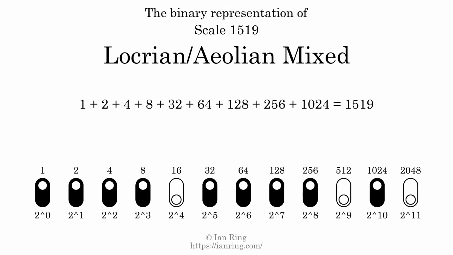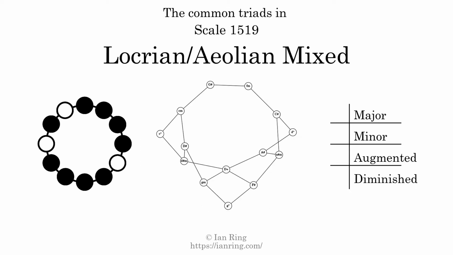1519. The scale number not only enumerates the scale with a unique index, but it also literally describes the tonal content of the scale. Represented as a binary number in base 2, the scale number is 010111101111. Here are the common triads present in this scale.